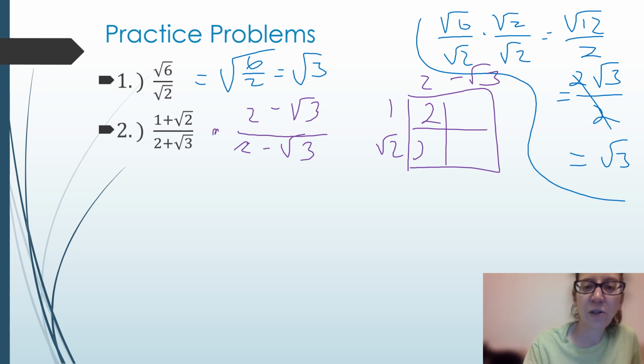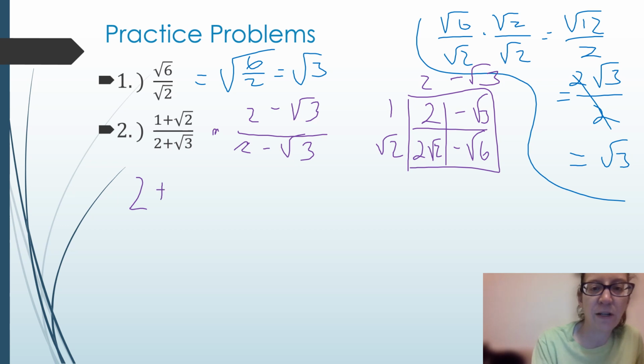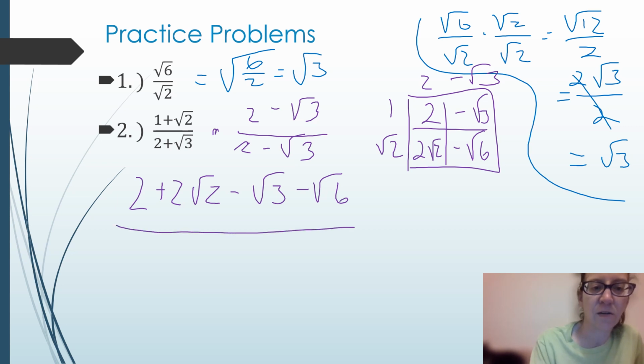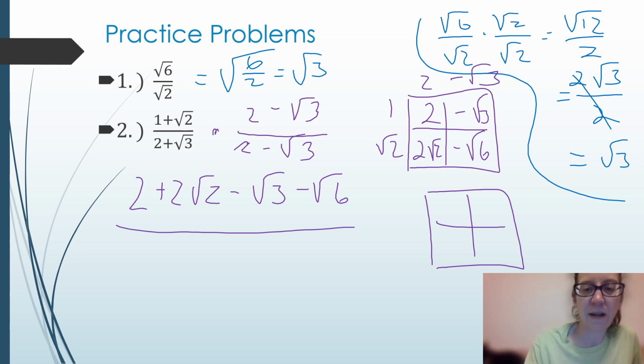1 times 2 is 2. 2 times root 2 is 2 root 2. This will be negative root 3, or negative 1 root 3, and this will be negative root 6. So my numerator is 2 plus 2 root 2 minus root 3 minus root 6, all over the bottom one, which should be nicer.